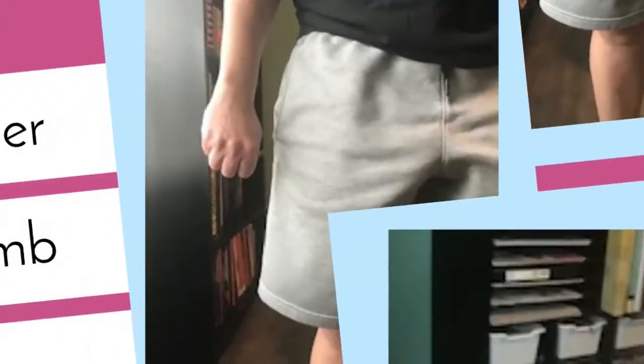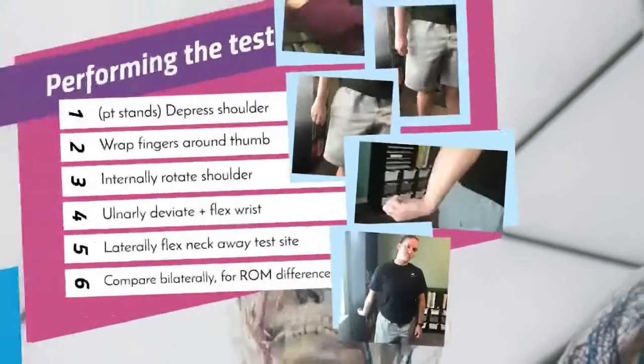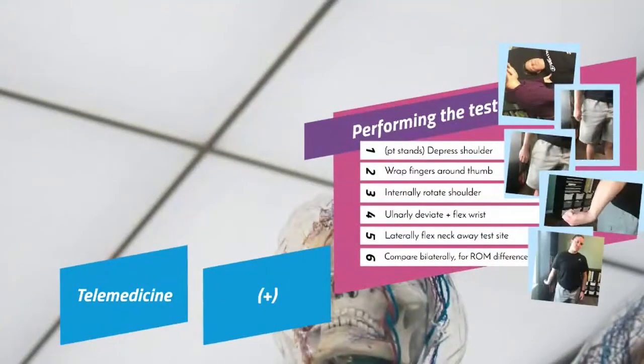After that, it is important that the patient keeps their elbow straight but internally rotates their shoulder, keeping the fingers flexed around the thumb. This is a combination movement. The next thing they're going to do is ulnarly deviate the wrist and then flex the wrist, keeping that thumb tight. Last but certainly not least, the patient is going to position their neck away from the tested side.